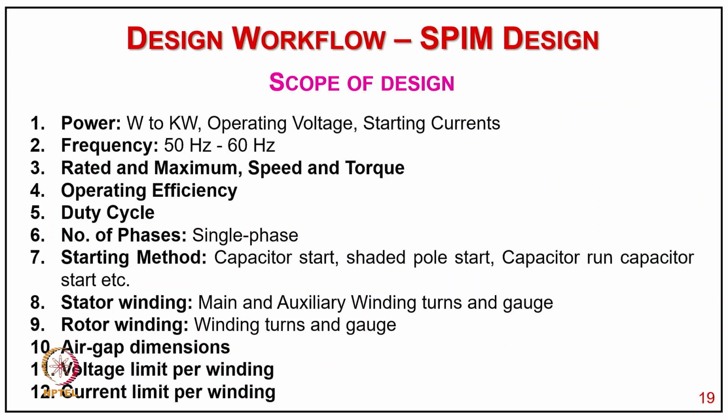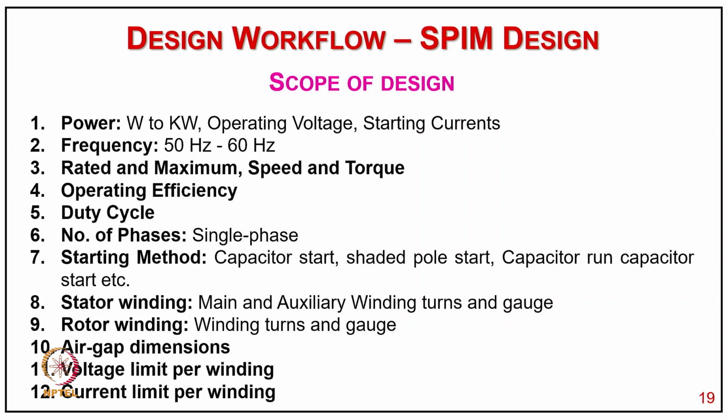So here a typical example of the scope of design is like, typically first we take a specification like power in watt or kilowatt, operating voltage and starting current, then frequency 50 Hz or 60 Hz, and rated maximum speed and torque, operating efficiency, duty cycle, number of phases, typically single phase, starting method like capacitor start, shaded pole start, capacitor run, capacitor start, etc.